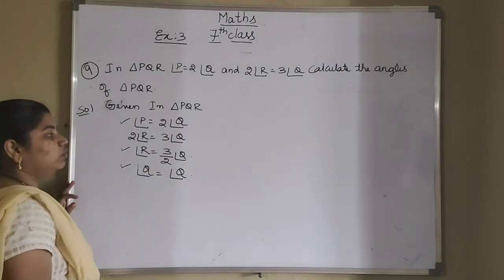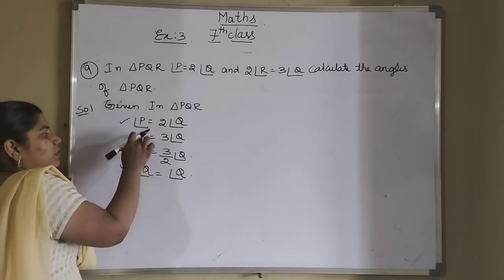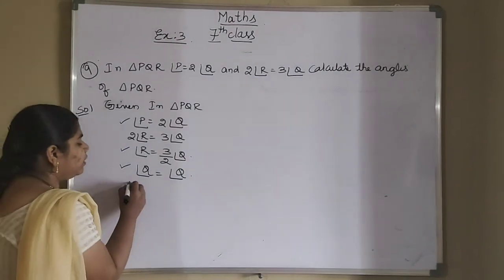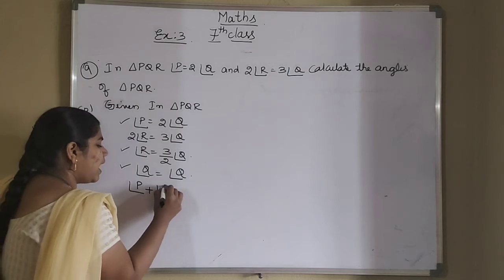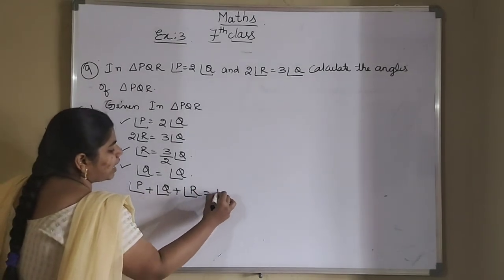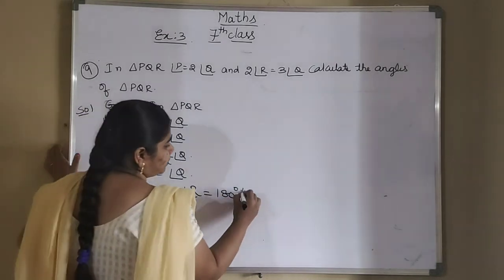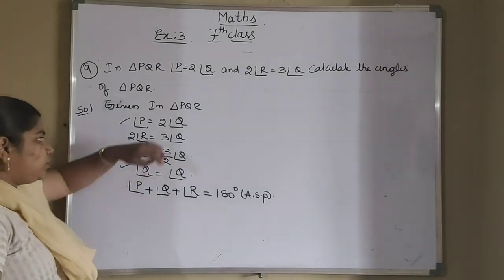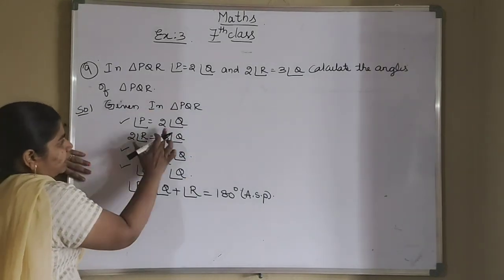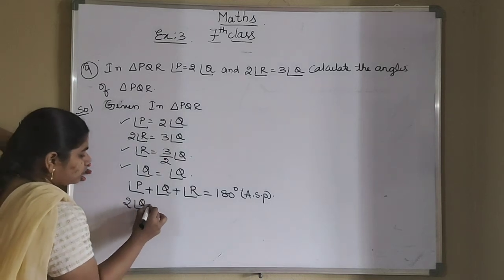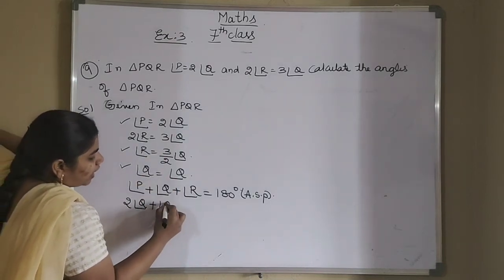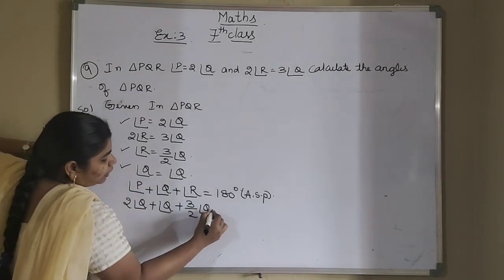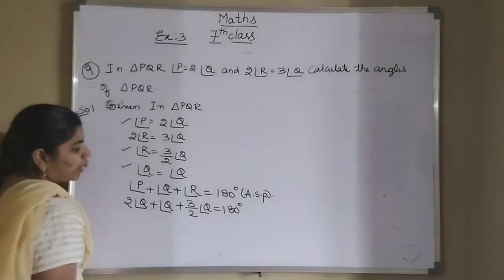Okay, and now we know that the sum of 3 angles will be equal to 180 degrees by using angle sum property. So we can write here angle P plus angle Q plus angle R is equal to how much? 180 degrees by using angle sum property. Okay, now you substitute these values here. So what is angle P? 2 angle Q. Angle Q is equal to angle Q. Angle R is how much? 3 by 2 angle Q is equal to 180 degrees.